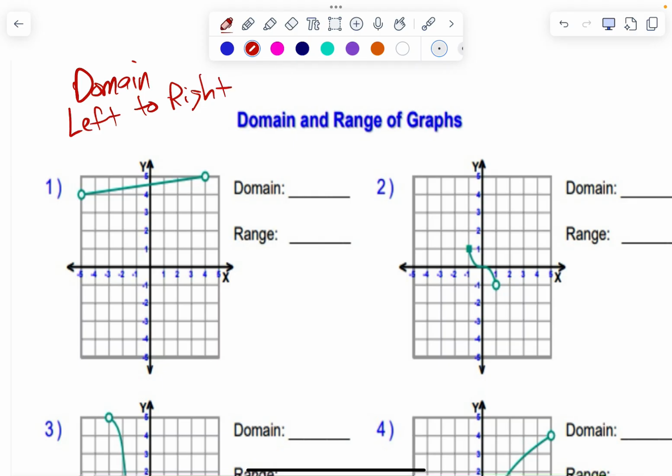Okay, where does this start? On the left side. It starts at -5. Is that bracket or parenthesis? It has an open circle. So it has to be parenthesis, okay? It can't be -5. That's what open circle means. Okay, then it goes over to what?